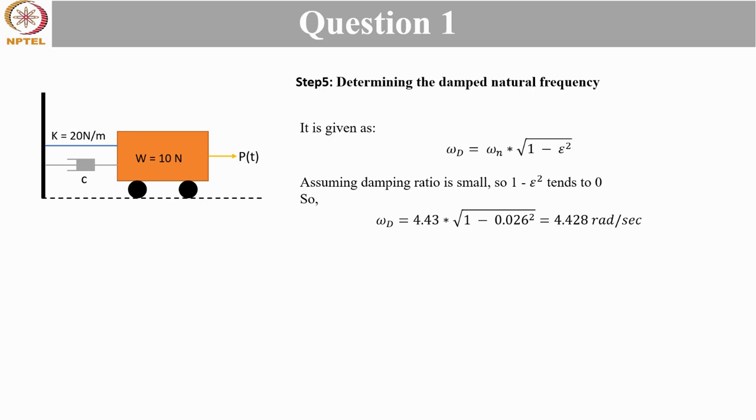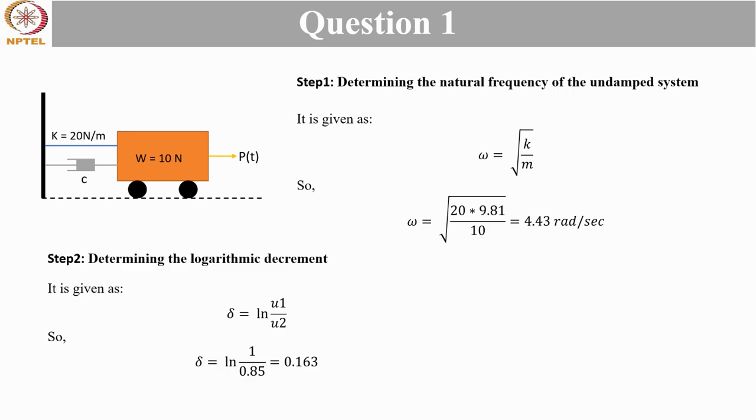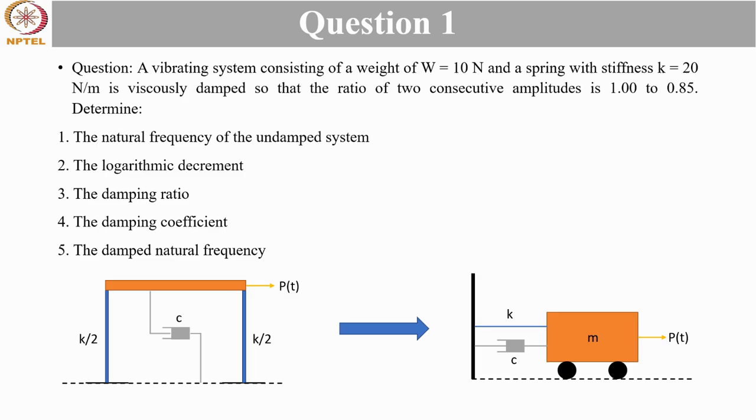Now you see, when the damping ratio is very small, omega d is much closer to omega n. That's why we make the assumption of 1 minus epsilon square tends to 0 while simplifying other relationships. So in this way, we estimated all the five parameters that we were talking about. We calculated the natural frequency of the undamped system. We calculated the logarithmic decrement. We estimated the damping ratio, the damping coefficient, and the damped natural frequency.